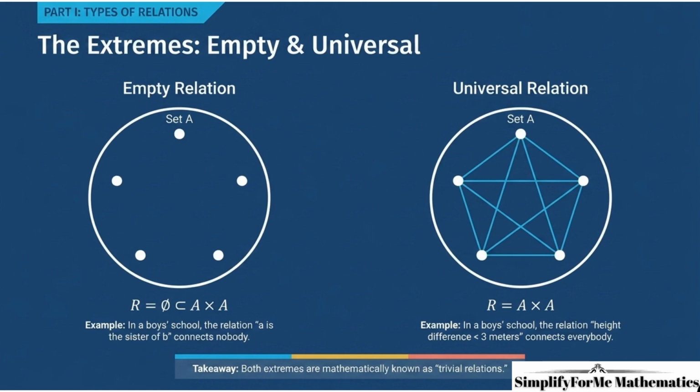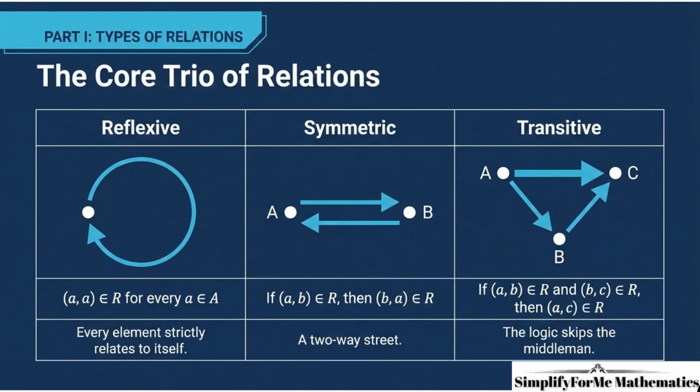These are important because they help us understand the boundaries of relations. In exams, questions may test your understanding of these extremes, so always remember, empty means no pairs, universal means all possible pairs. These three properties, reflexive, symmetric, and transitive, are the backbone of relations.